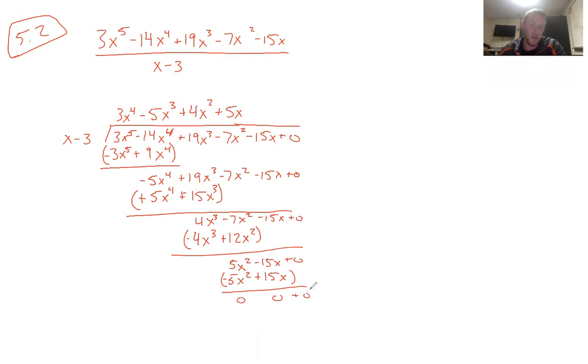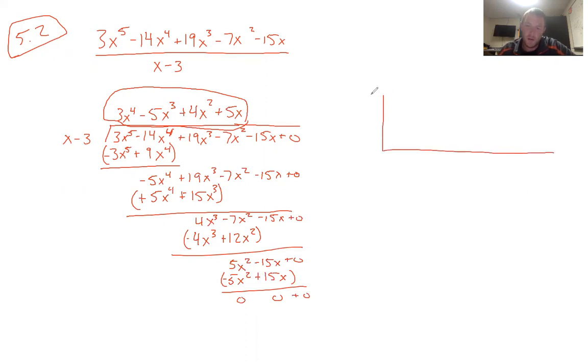Okay, so once you get that, you're done. And this should be your answer. So when you divide those, your answer should be 3x to the fourth minus 5x cubed plus 4x squared plus 5x. Okay, so that's long division. Here's how you do it synthetic.